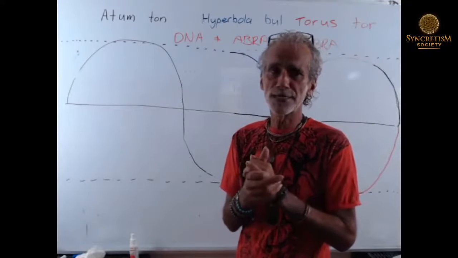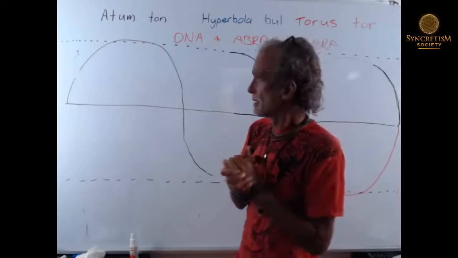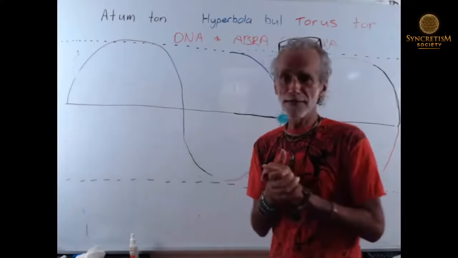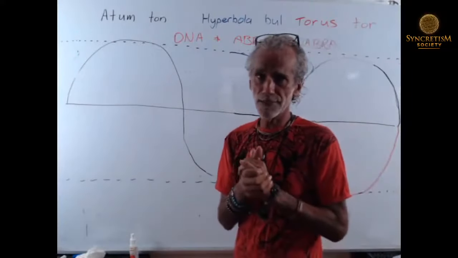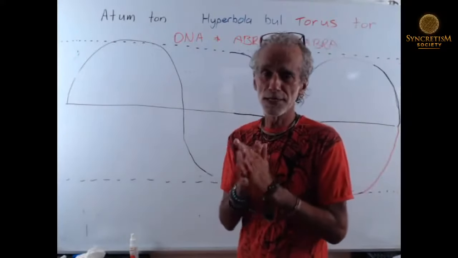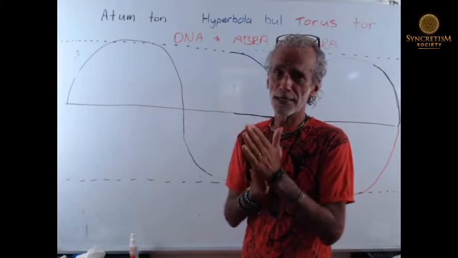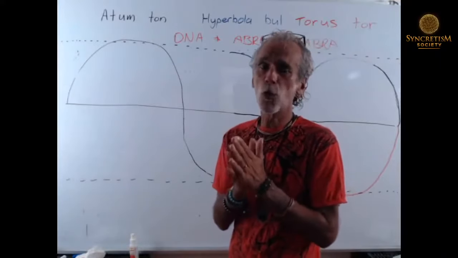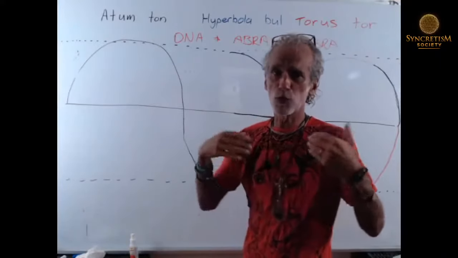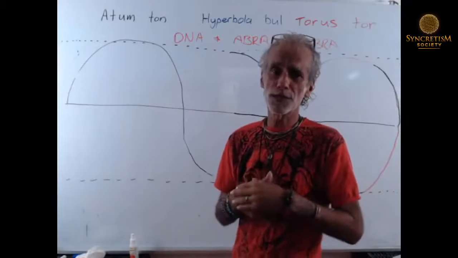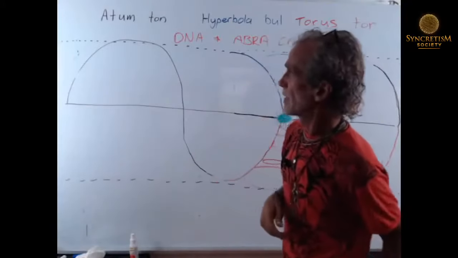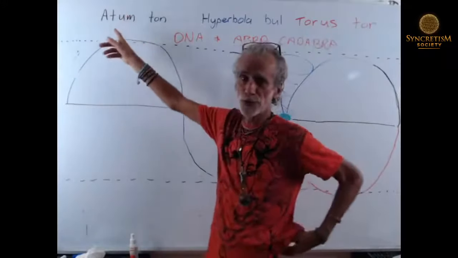An atom represents numbers, and Eve represents letters. Atom is quantities, and Eve, letters, are qualities. The universe is about quantities and qualities. So we're going to find that Atum is the key word.